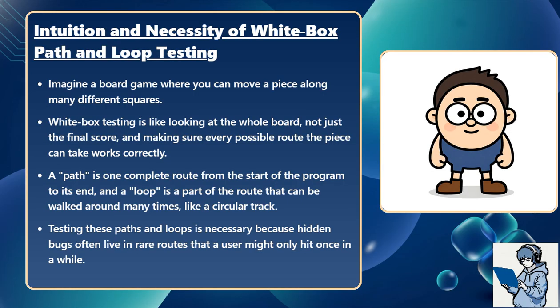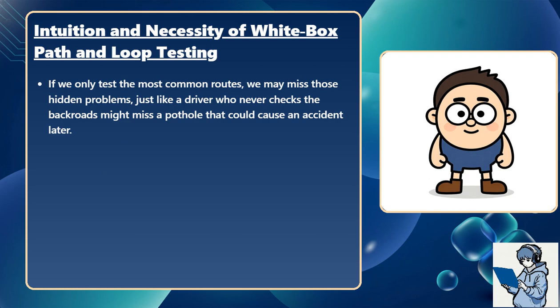Testing these paths and loops is necessary because hidden bugs often live in rare routes that a user might only hit once in a while. If we only test the most common routes, we may miss those hidden problems, just like a driver who never checks the backroads might miss a pothole that could cause an accident later.